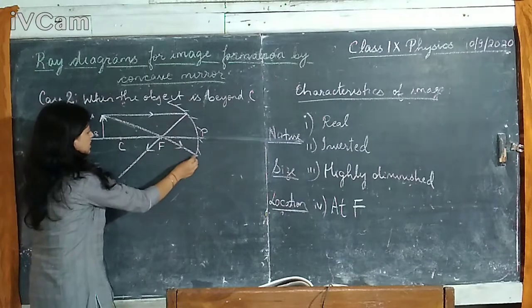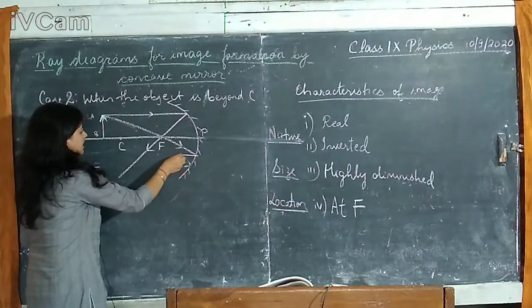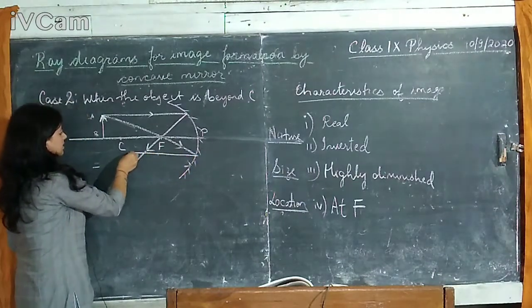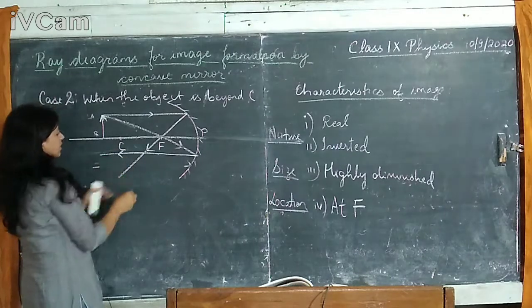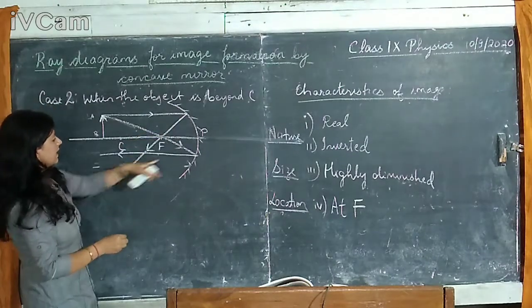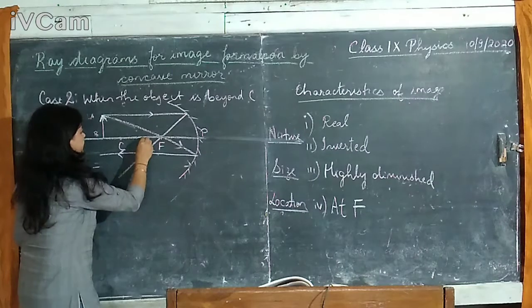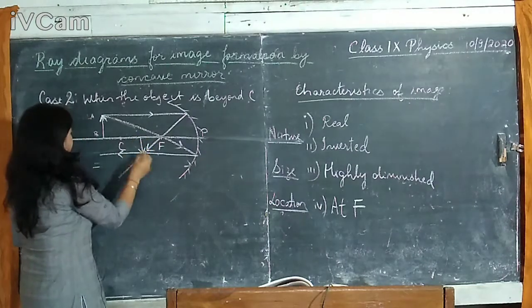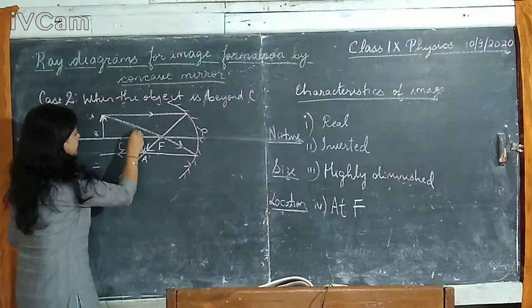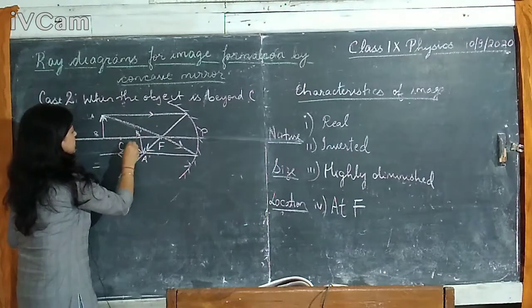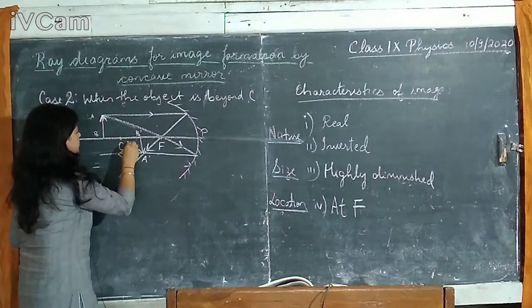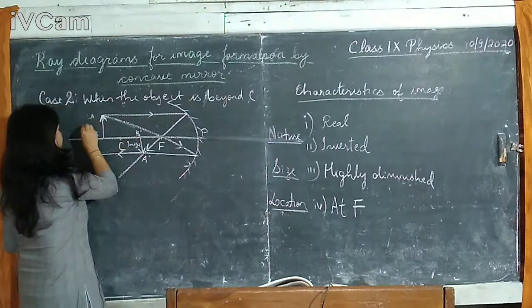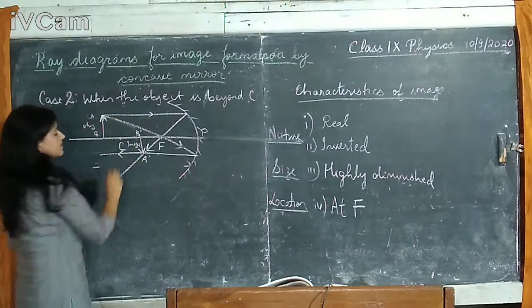Okay, crossing the focus. After reflection, it has to come as a parallel ray. Now you can see this is reflected ray number 1 and this is reflected ray number 2. They are meeting somewhere here. So I will name it as A dash B dash. This is nothing but our image. So if this was the object, this becomes our image.